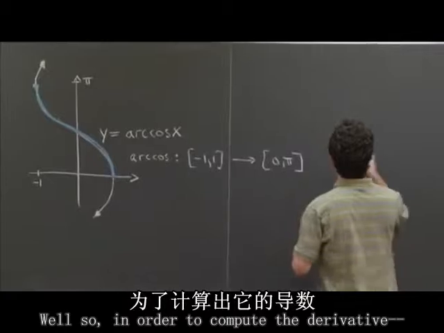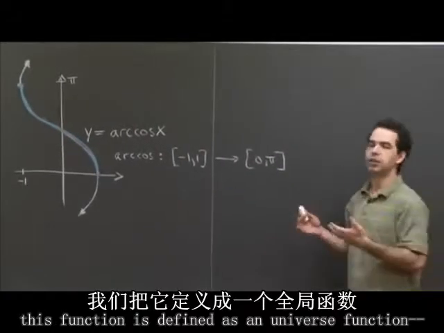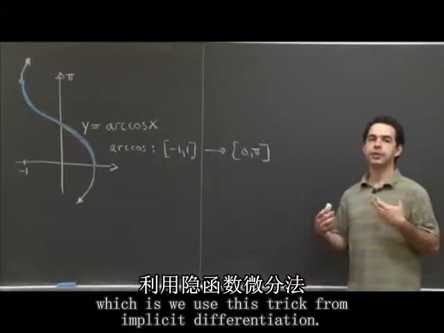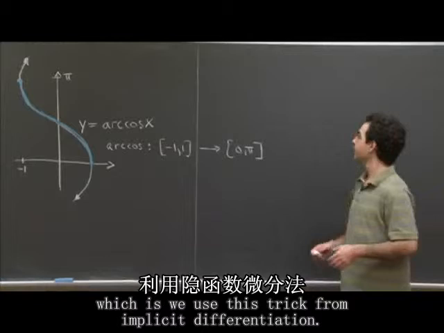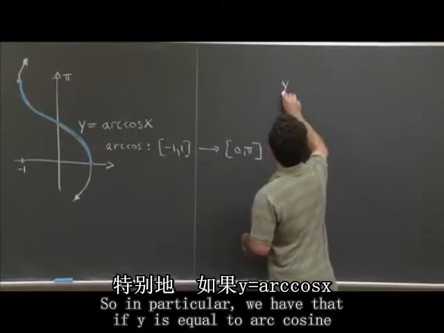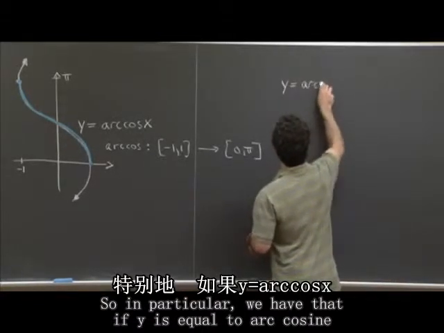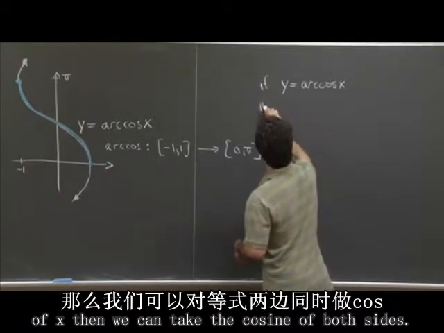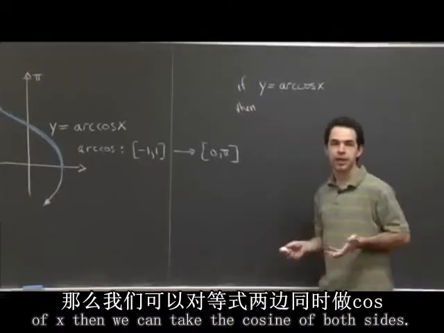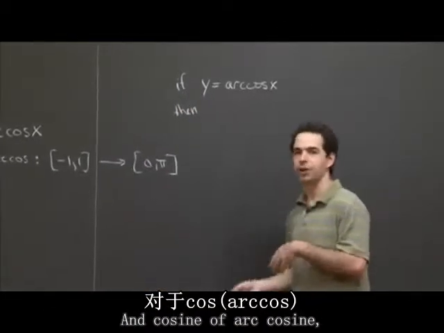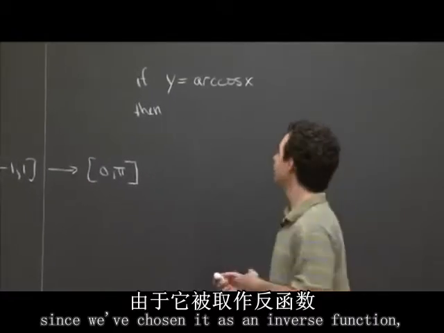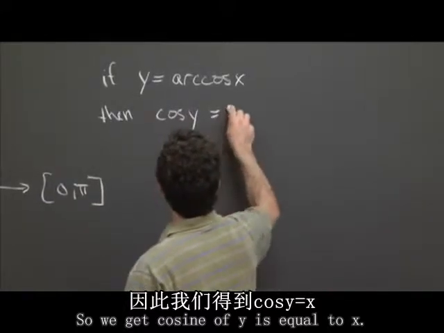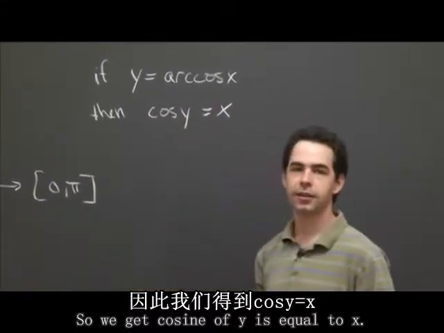Well, in order to compute the derivative, this function is defined as an inverse function. So we do the same thing that we did in lecture, which is we use this trick from implicit differentiation. In particular, if y is equal to arc cosine of x, then we can take the cosine of both sides. And cosine of arc cosine, since we've chosen it as an inverse function, just gives us back x. So we get cosine of y is equal to x.